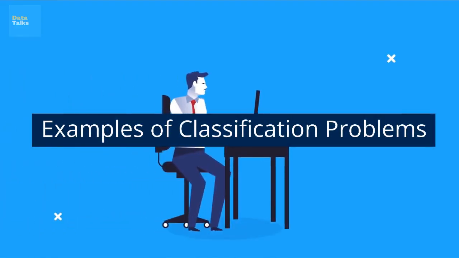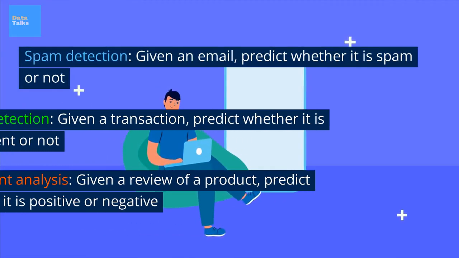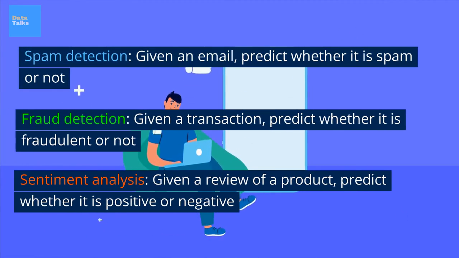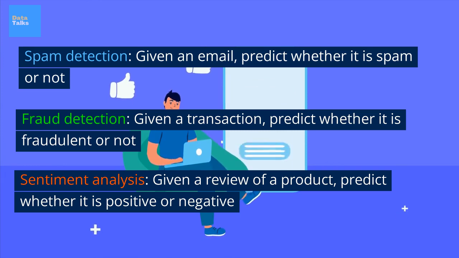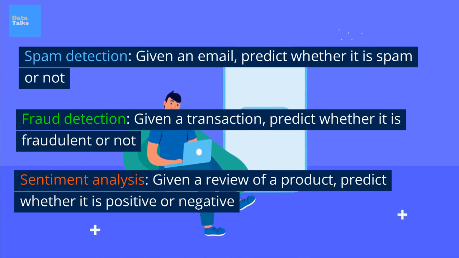Let's look at some of the examples of classification problems. Here are a few examples where classification is used. Spam detection is where we are trying to predict whether an email is a spam or not. Fraud detection deals with transactions and we are trying to predict whether a transaction is fraud or not. The third one is sentiment analysis, where we are trying to predict the customer sentiment through a product review so that we can identify whether that review is a positive or negative review.